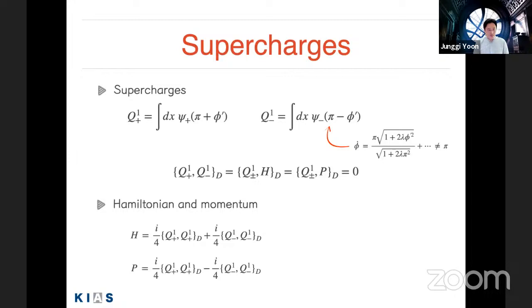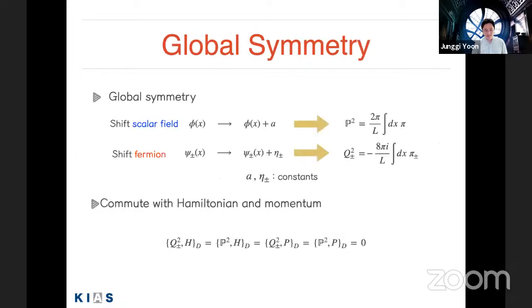Also, we can see that the Hamiltonian and momentum can be expressed in terms of the supercharges. And this proves that the deformed theory is supersymmetric to all orders in the deformation parameter lambda. In addition to the supercharges, this model has additional bosonic and fermionic global symmetries, which shift the scalar field and fermion by a constant.